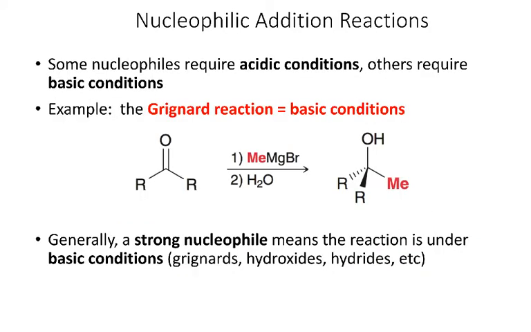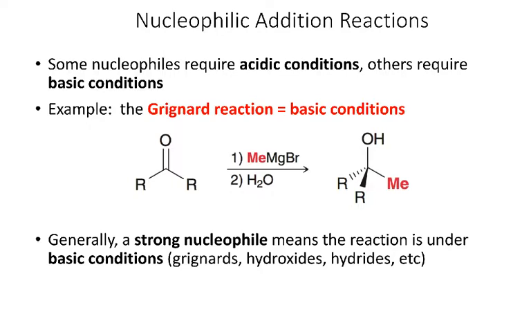A common feature of these nucleophilic addition reactions is that they generally require that we either be in acidic or basic conditions to help catalyze or speed up the reaction. And very often it's the case that the strong nucleophiles mean the reaction is going to occur under basic conditions. Grignard reagents are one example of that. The other deal with Grignard reagents, they are themselves strong bases, so that's why basic conditions are required.